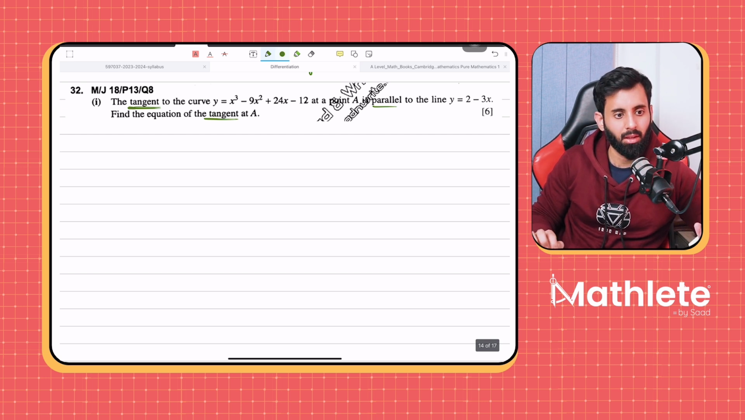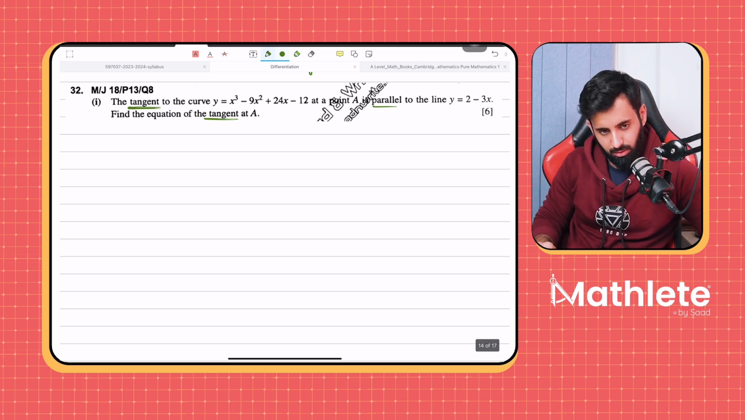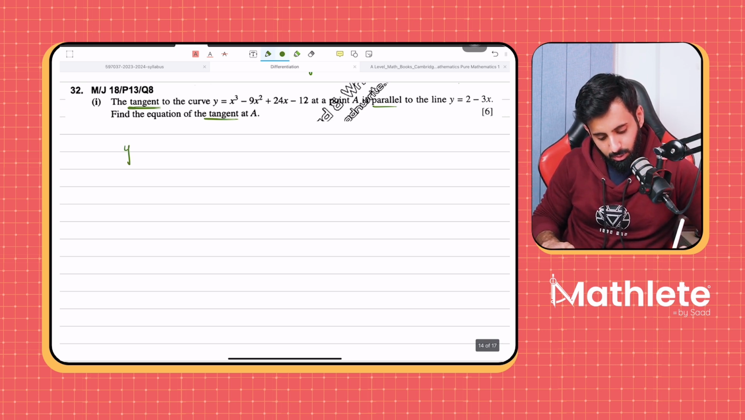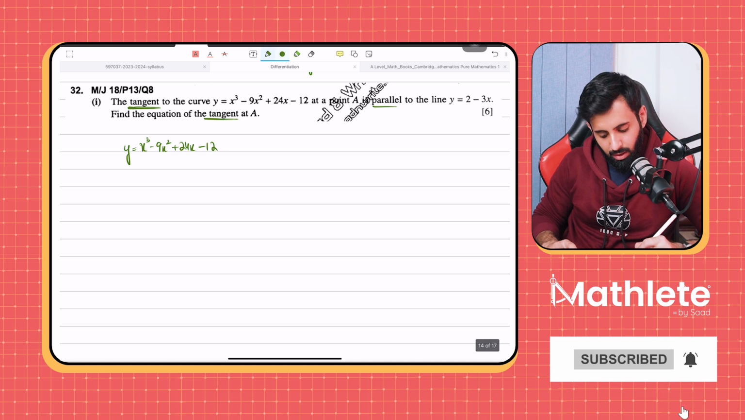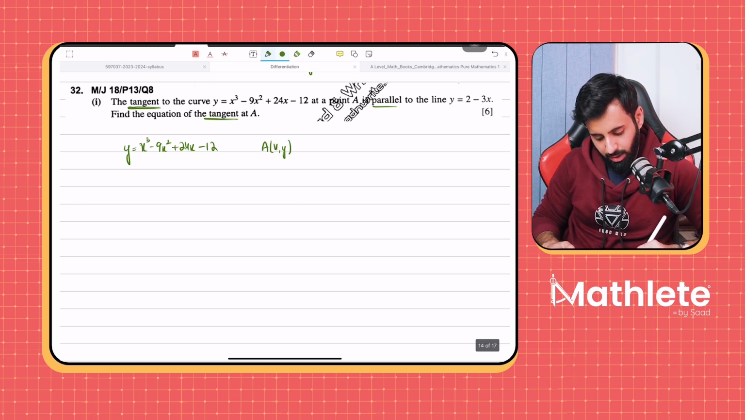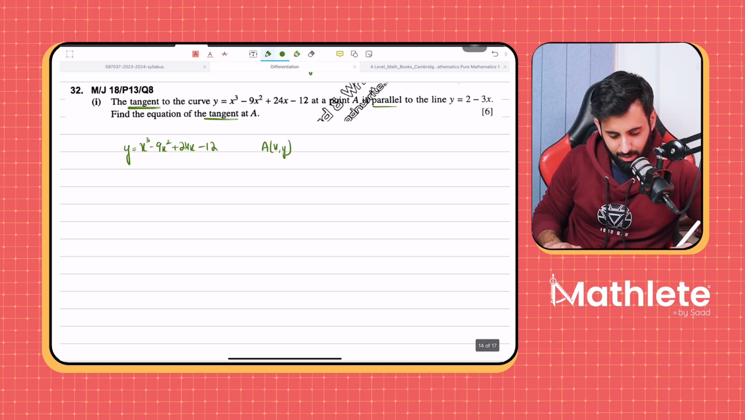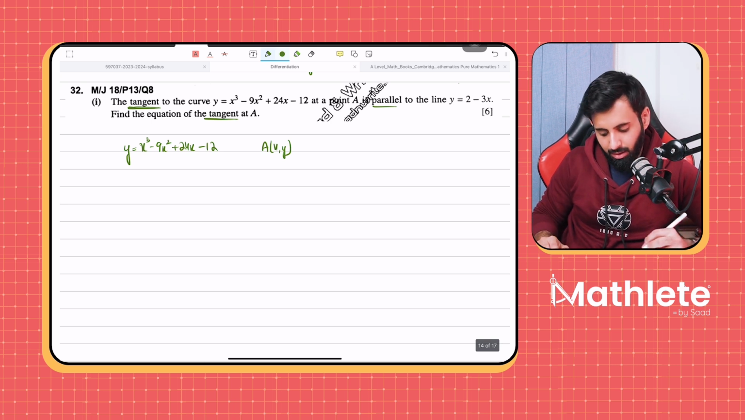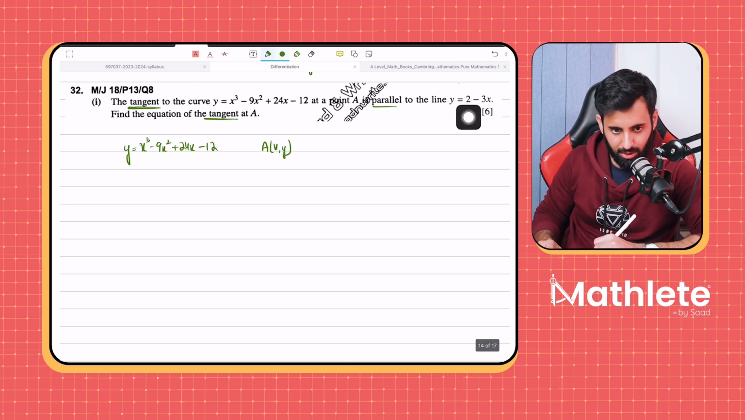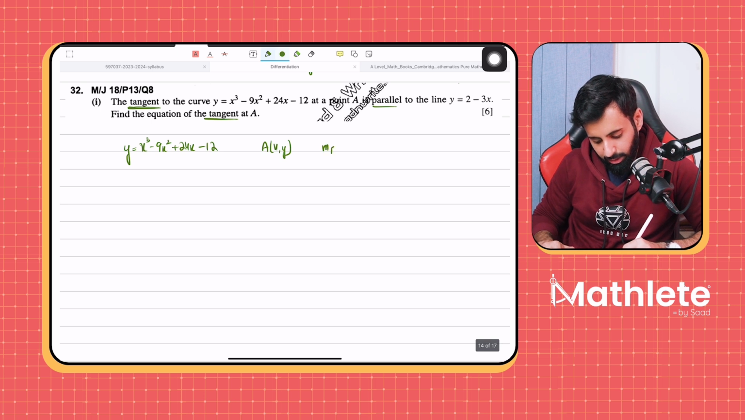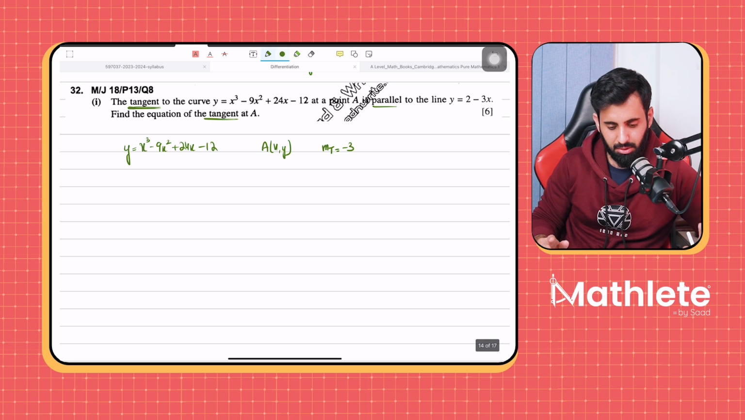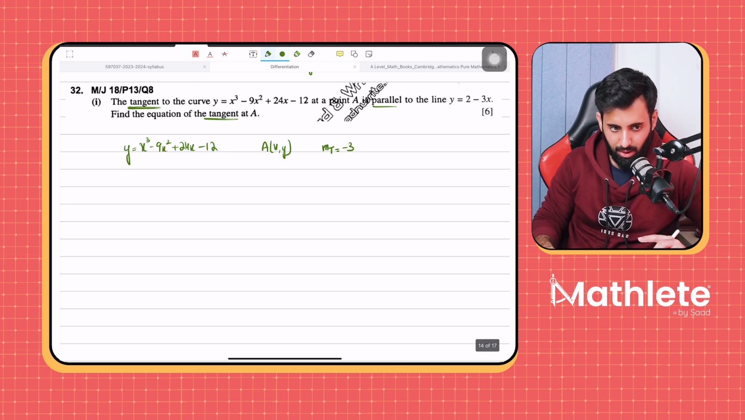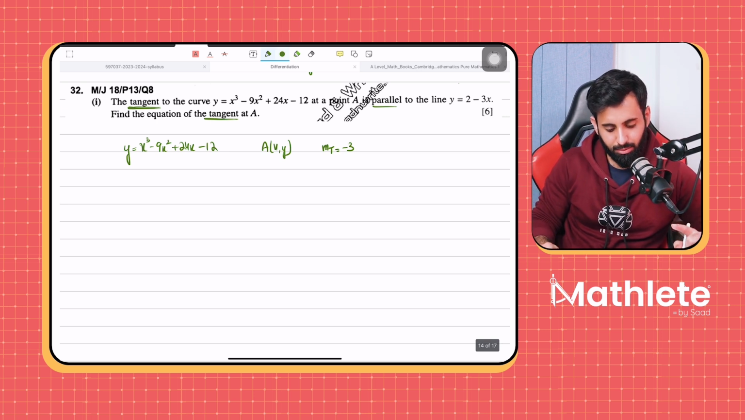So the gradient of the straight line will be the same gradient that the tangent has. Yes, that is true. So, here's the equation of the curve: y equals x cubed minus 9x squared plus 24x minus 12. Now, there is a point A. We don't know the coordinates of point A, but we do know that the gradient of tangent at the point A is the same as the gradient of this line. That means technically we know that the gradient of tangent is minus 3. Yes or no? Do you guys agree with that? Because you have to make sure that you understand this before we do anything else. We now know that the gradient of tangent is minus 3.